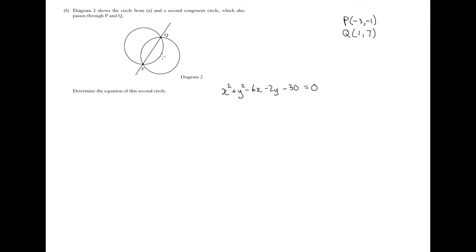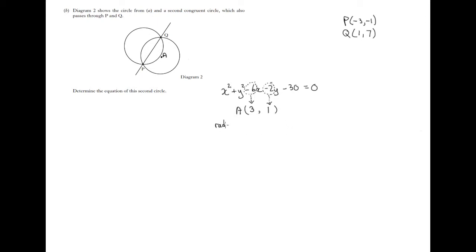To get the centre, which we can call A, here's the procedure. Check first that there's one x squared and one y squared, otherwise this procedure does not work. Look at your x coefficient and y coefficient. Half it and change the sign. Half it and change the sign. That gives you the coordinates of the centre.